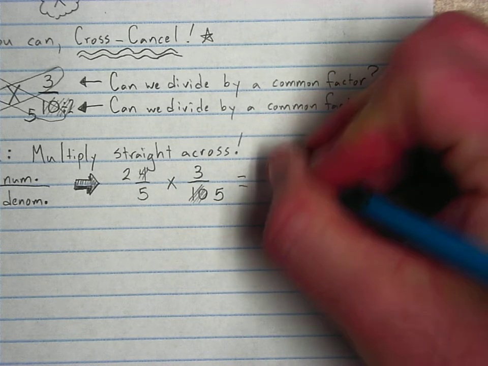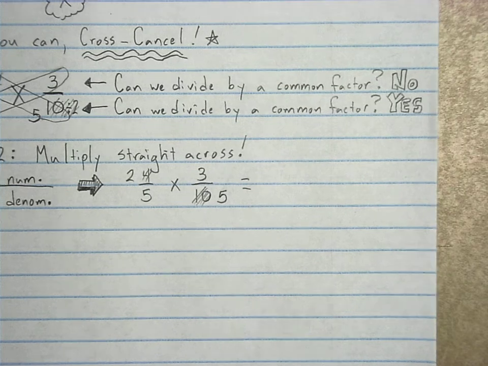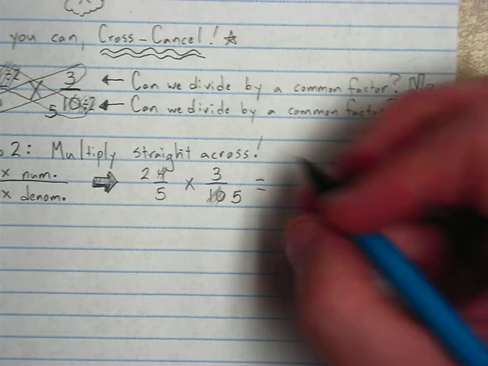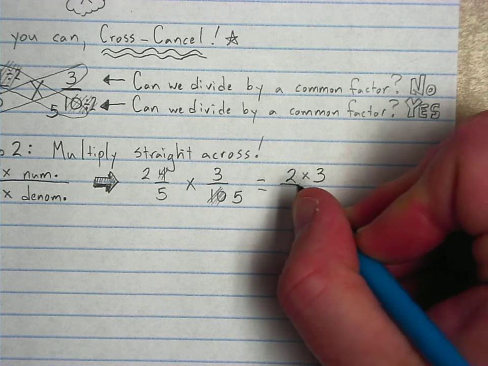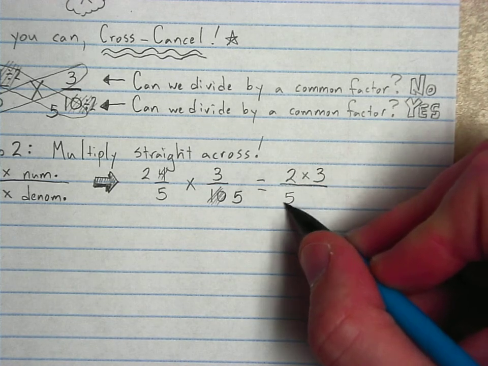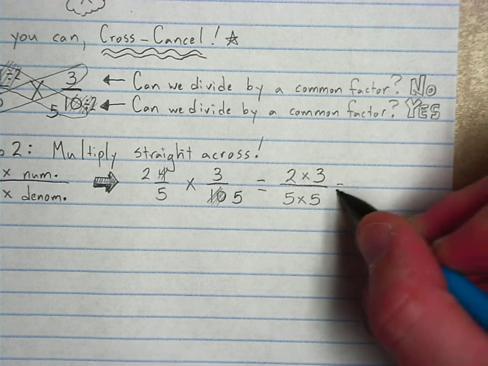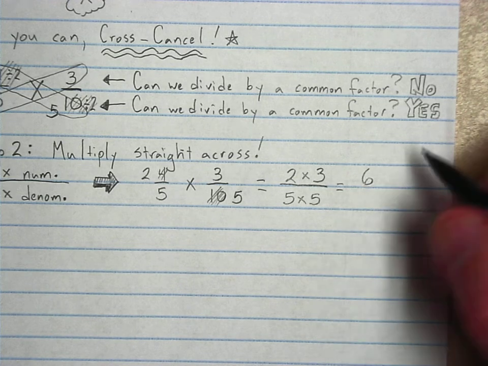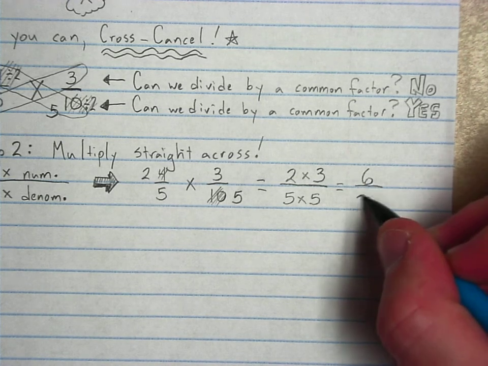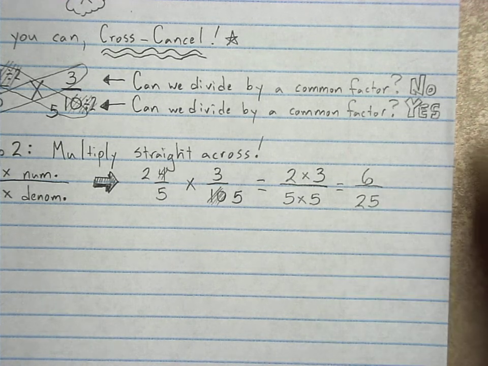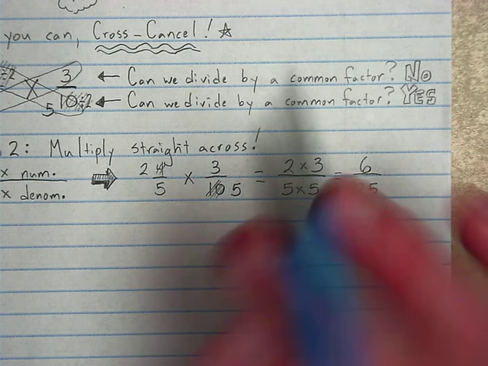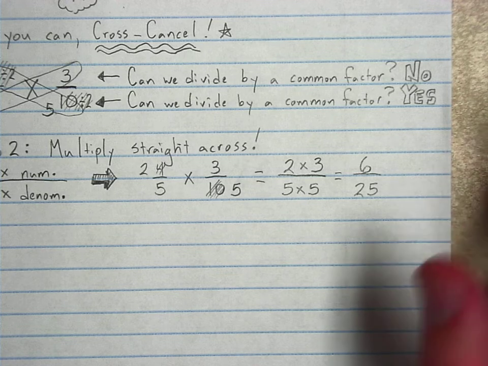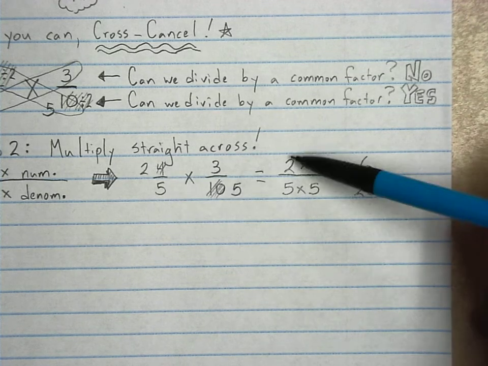And I'm sorry, folks. I know you love when I erase stuff. But let's make sure we have the visual. Let's write 2 times 3. Let's write 5 times 5. Then we can put our final 6/25.